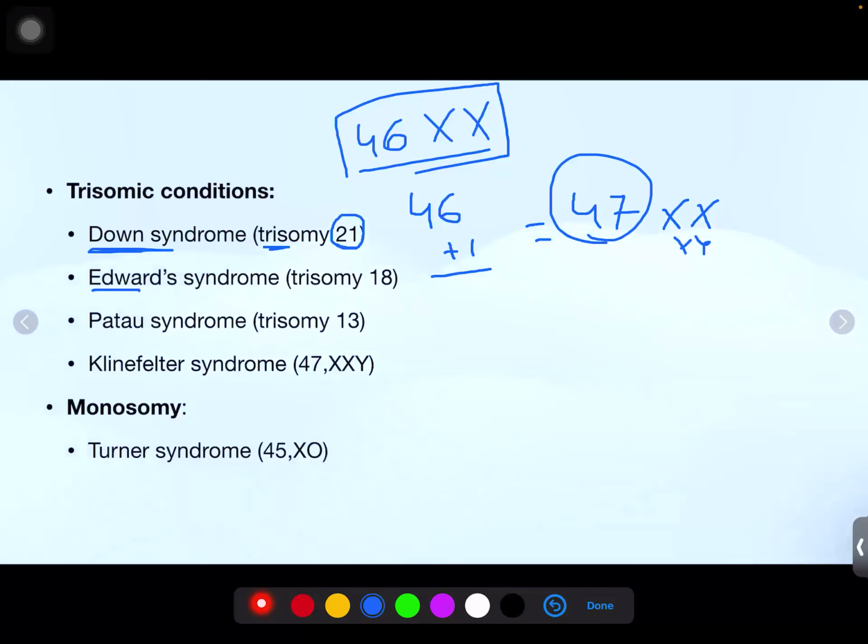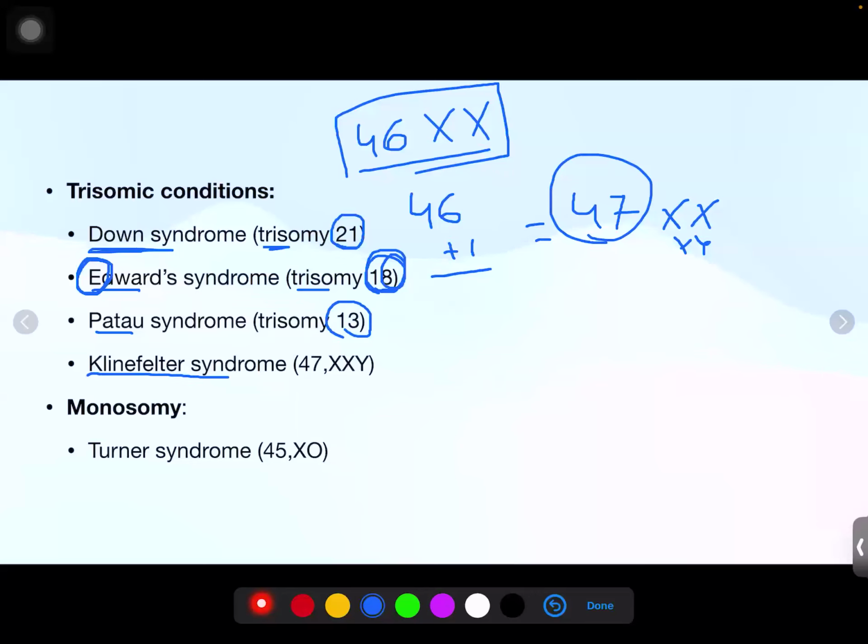Then there is Edward. Edward has trisomy 18. Patau has trisomy 13. You have to remember these very easily. Edward starts with E, and 18 starts with E also. So Edward syndrome is trisomy 18, and Patau syndrome is trisomy 13.